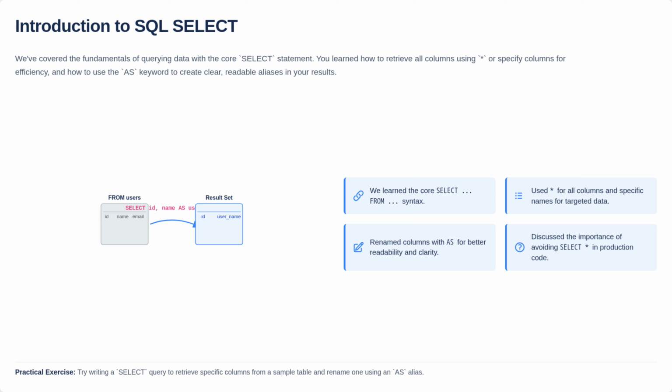Great job today. We've covered the absolute fundamentals. You learned how to use select with from to get data, how to use the star to see everything, how to specify columns to be efficient, and how to use aliases like as to make your results clear. You are now well on your way to mastering SQL.